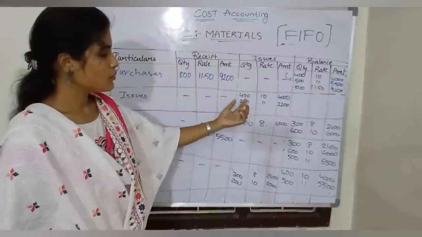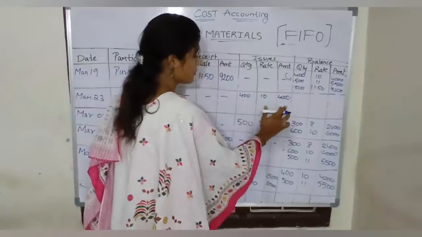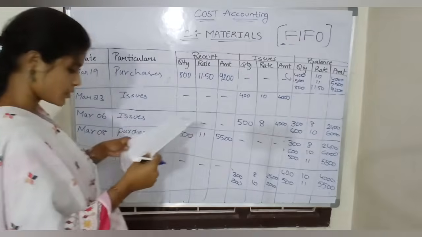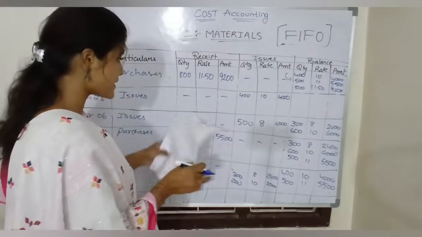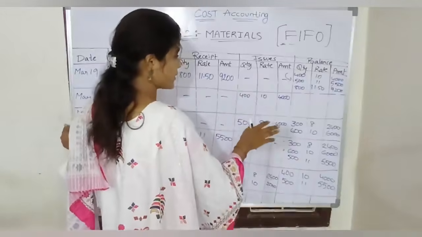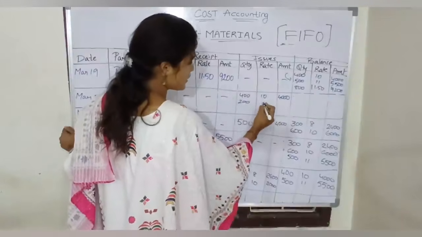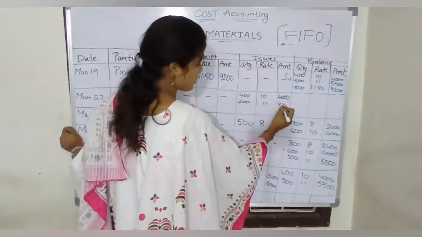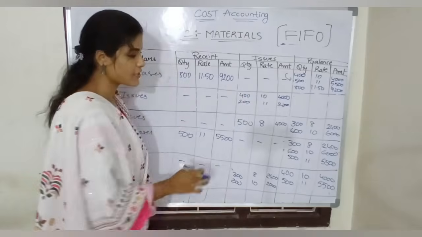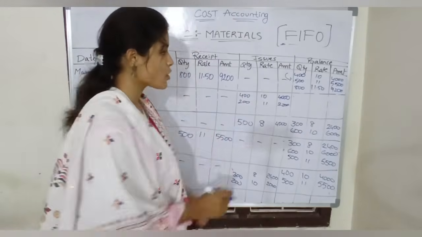Okay. So, sorry, 600 we want, right? Issues on 23rd is 600 units. Okay, correct only. 400, 500, 600. So 200 we are using. Rate of that is 11, 2,200. Total 600 issues we have done. What is the existing stock? What is the leftover stock there?